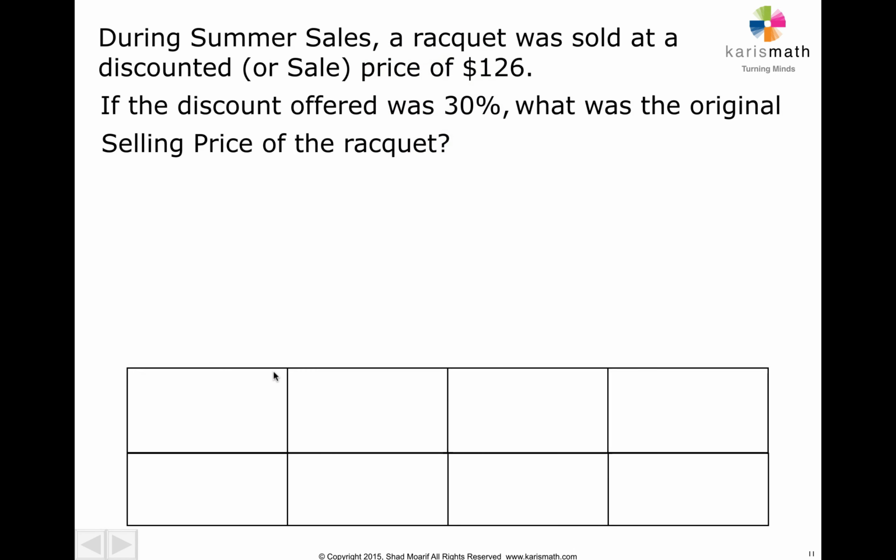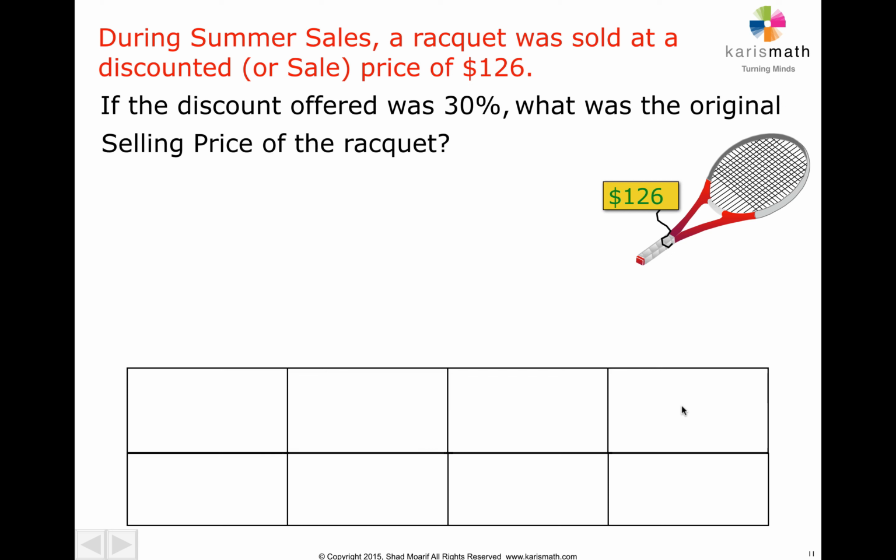Knowing all this, you can actually work out this puzzle here. During the summer sale, a racket was sold at a discounted or sale price of $126. So you're selling this racket at a sale price of $126. This is after the discount.